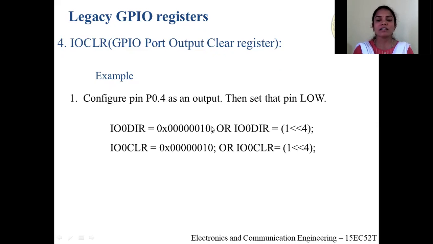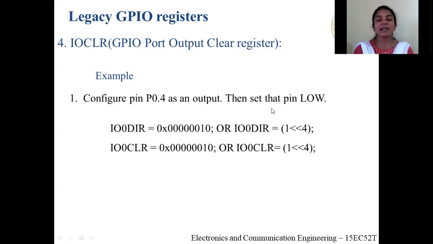So this first digit is with respect to pins 0 to 3 and the second digit is with respect to pins 4 to 7. For 0 to 3, the value is 0 because by default they act as input pins. The fourth pin means we have to set the value 0001 for the second digit. That hexadecimal equivalent value is 10. So we are sending the hexadecimal value 00000010 to the IO0DIR register. This will make port 0.4 an output port.